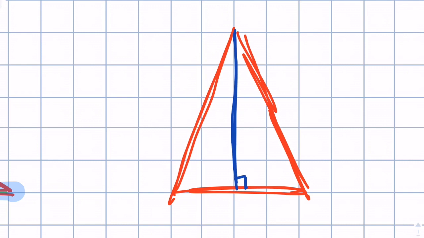So I'm going to count my boxes. I have 1, 2, 3, 4 units along the bottom. And this is just a sketch. I'm sorry, it's not the most perfect thing. 1, 2, 3, 4, 5. I think you get the idea, though. So my triangle is 5 units tall, and it's 4 units wide on the base.